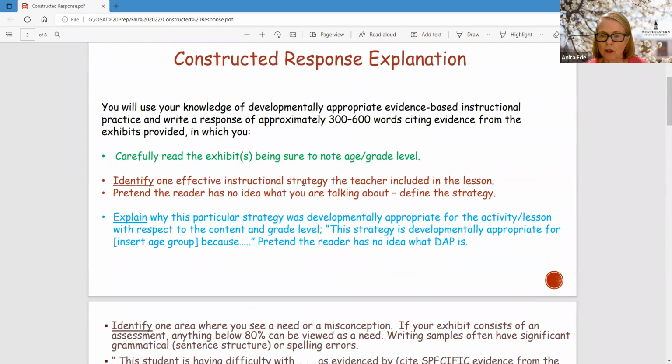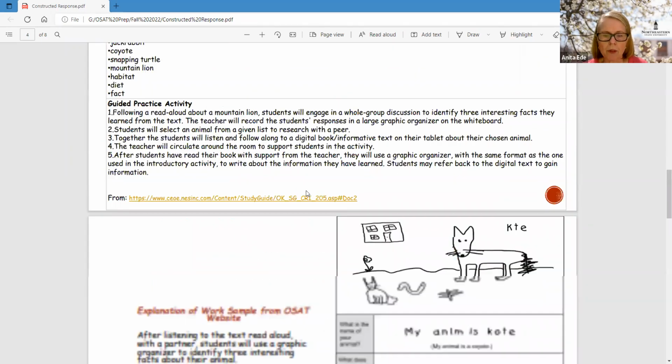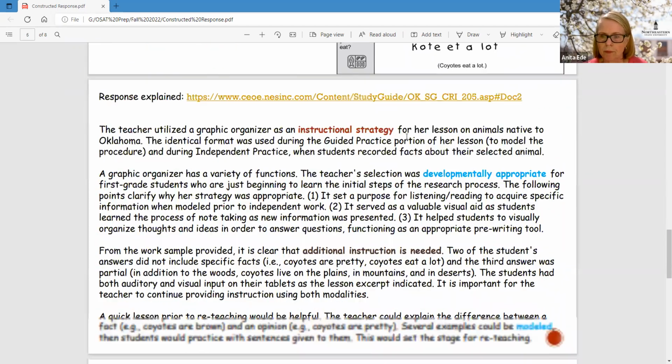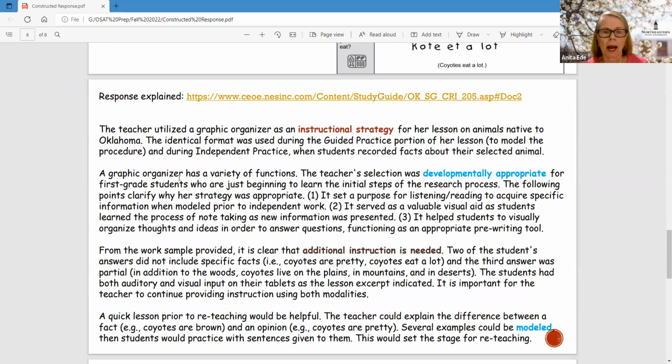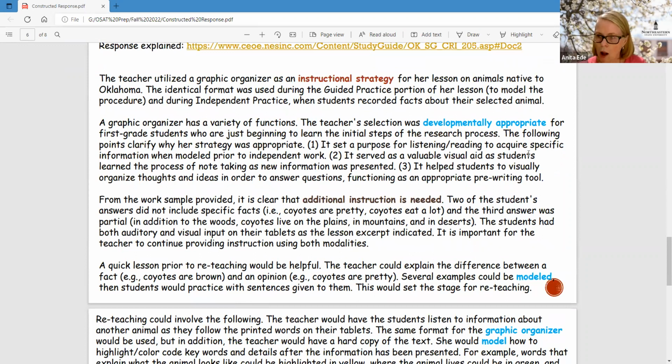What instructional strategy did the teacher use? Well, that was her instructional strategy. So that's a graphic organizer. Okay. And then she talked about why graphic organizers are developmentally appropriate for first grade students who are just beginning to learn how to do research.